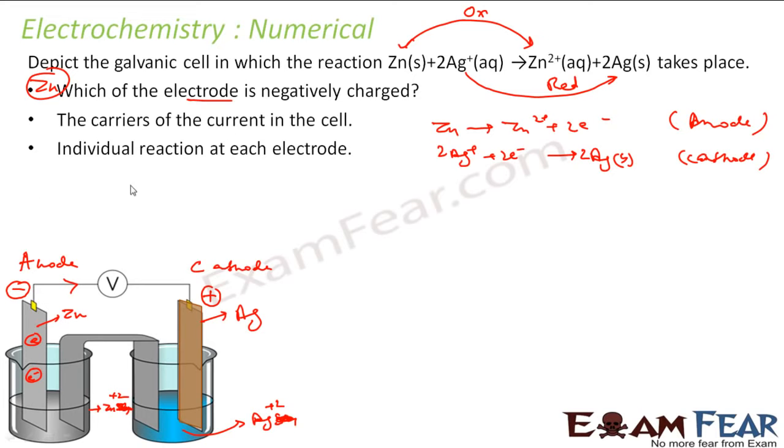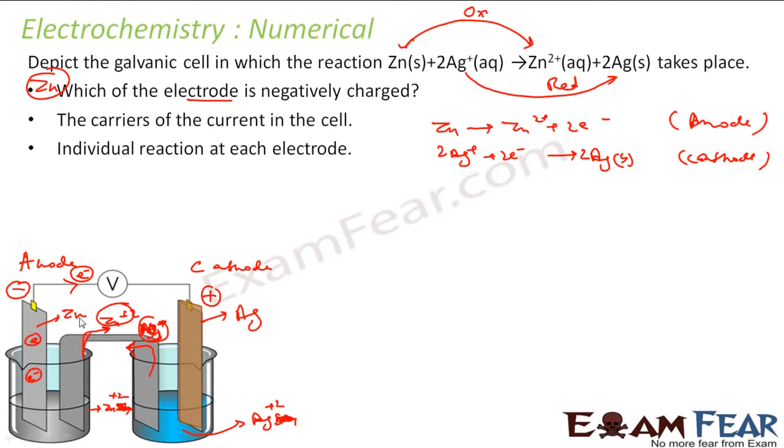We know that it is electrons that carry the current outside the cell, but inside it is the ions. For example, here with zinc sulfate and this silver nitrate, the ions will move from here to here. Zn2+ will go, because here we have more Zn2+ and here Ag+ is used. Let's suppose AgNO3, you have the NO3 minus ion. So these are the ions which will move in the cell.